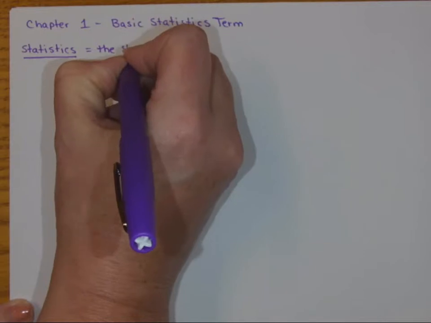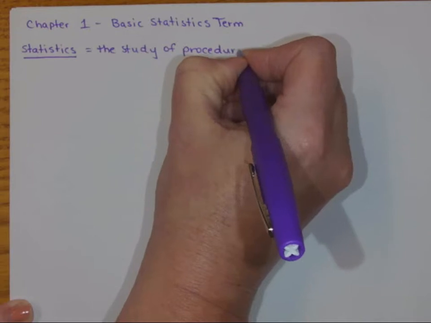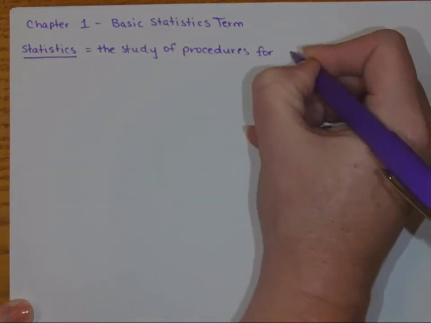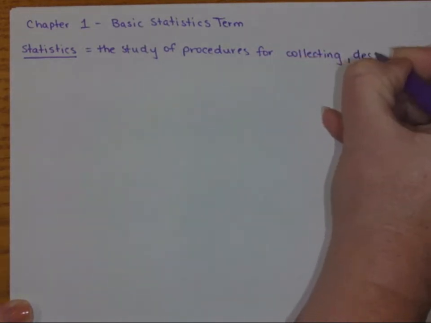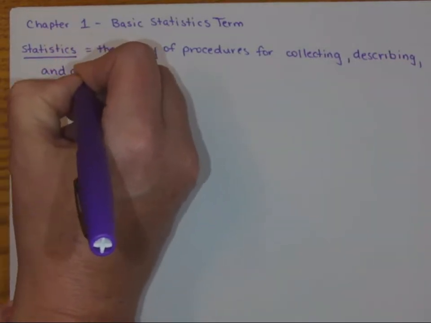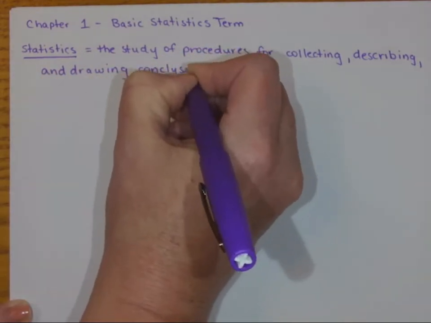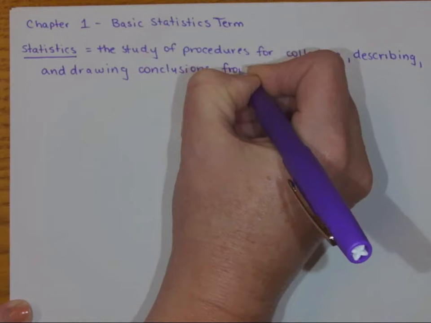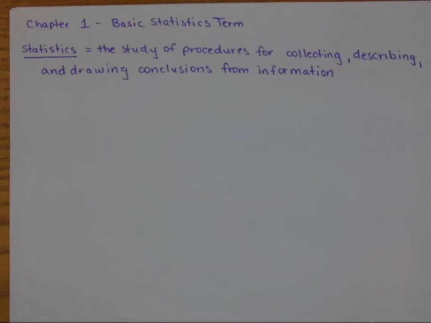So the subject, statistics, is the study of procedures for collecting, describing, and drawing conclusions from data. The drawing conclusions part is important. So we're not just going to collect numbers and pieces of data. We're actually going to do something with them. So when we say we're studying statistics, that's what we're studying: collecting of data and also making judgments based on that data.